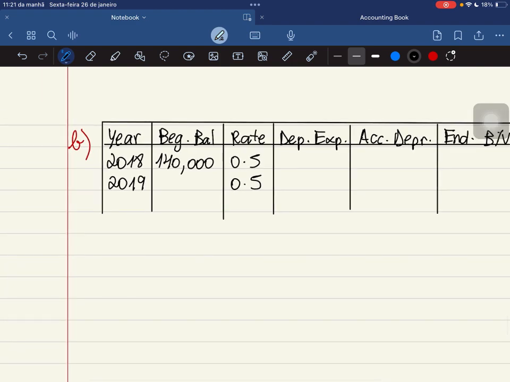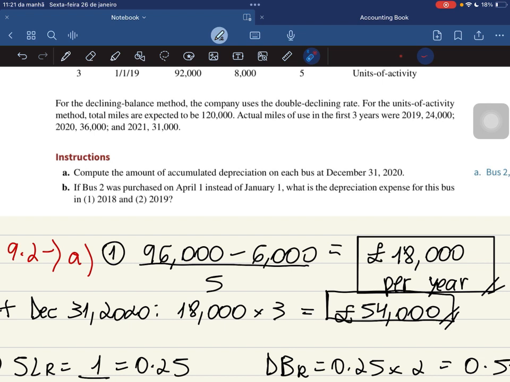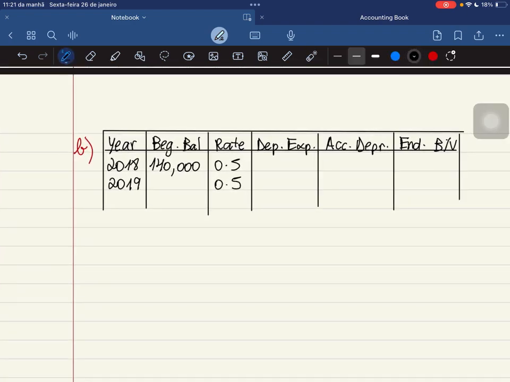So they want to know for 2018 and 2019. If both of these years were full years, then okay. But for the year 2018, it says that what if it was purchased on April 1st of 2018. So 2019 is a full year, but 2018 is a partial year depreciation. So in theory, over here, we would just multiply this by this, right? But in reality, we have to take into consideration that this was bought in April. So in theory, it would be 140,000 times 5, which would give us 7,000, but it was bought on April 1st.